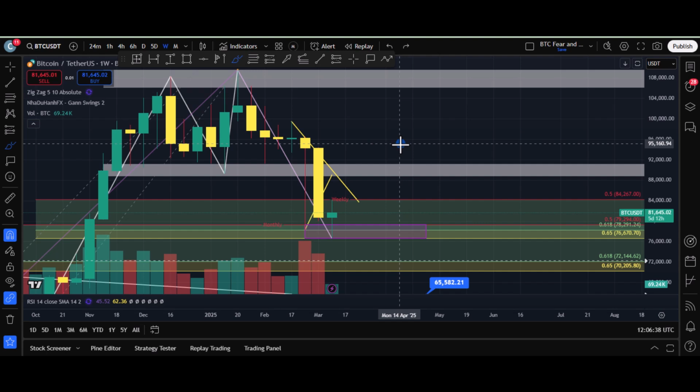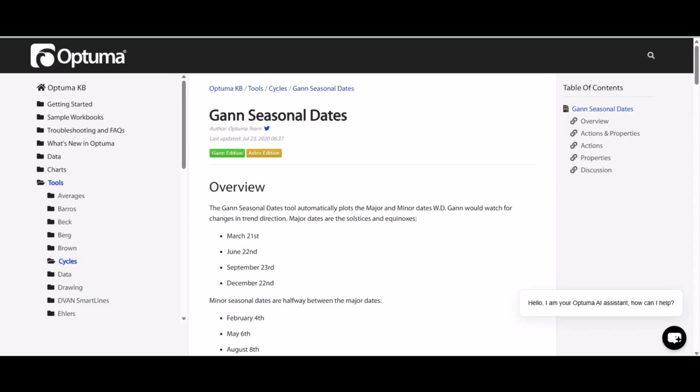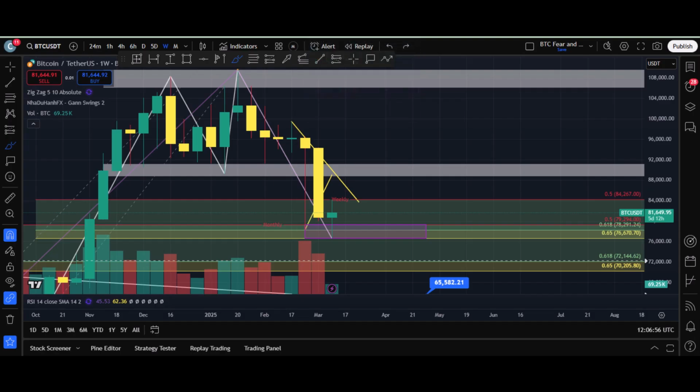WD Gann talks about seasonal dates and the solstice, and he mentions March the 21st. I don't think you should use these exact dates, but it's something to keep in mind for a potential low coming in. So that's something to keep in mind as well.